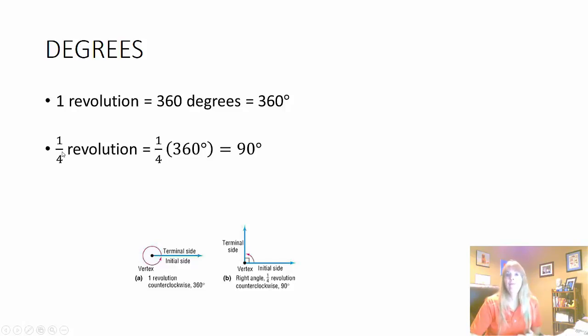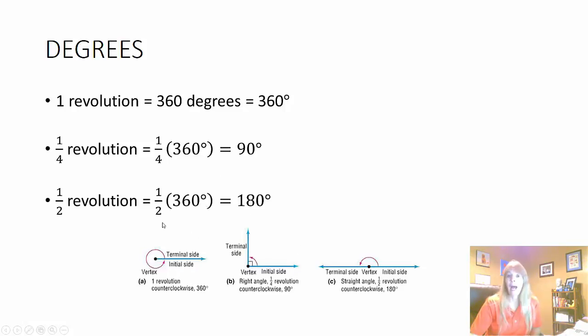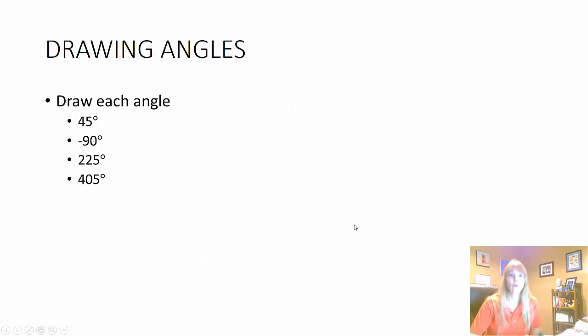If I take a fourth of a revolution, so I just take a fourth of 360, that's our 90-degree angle. If I do half, then that would be 180, and that looks like this straight line here, the straight angle of 180 degrees. So you need to be very comfortable with looking at and being able to draw angles. So let's try some of these.